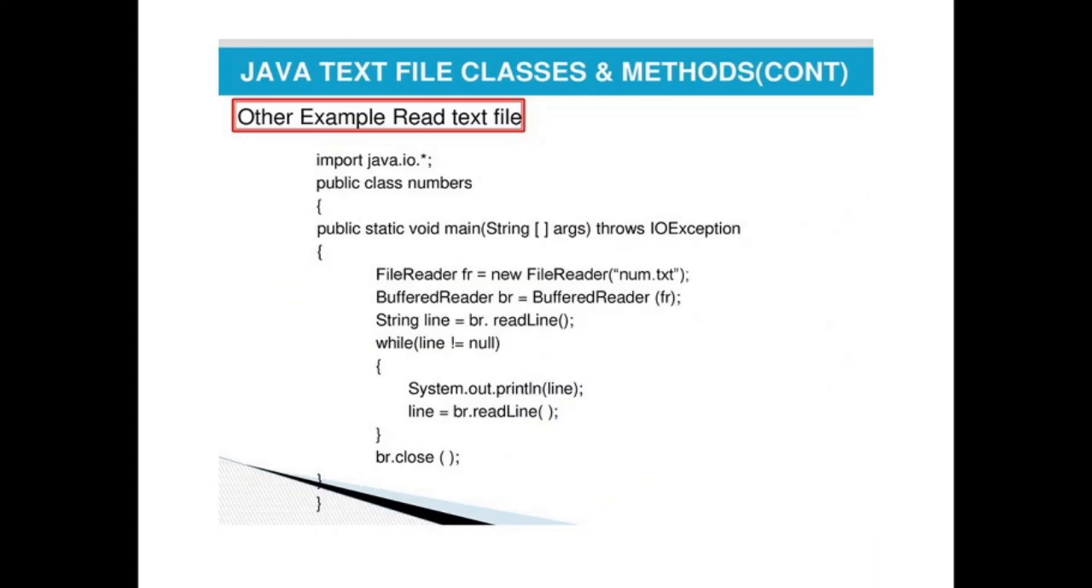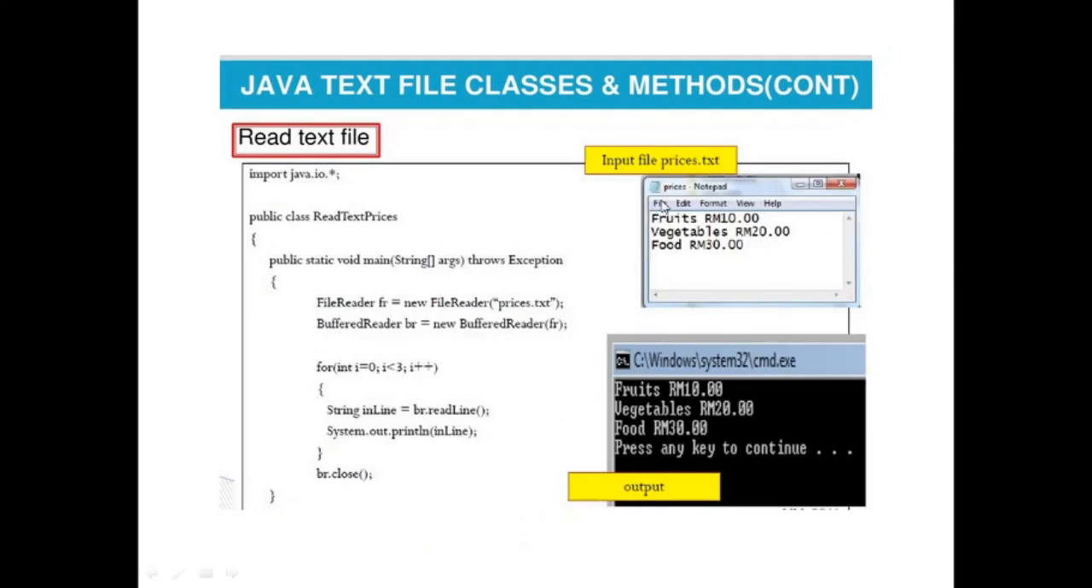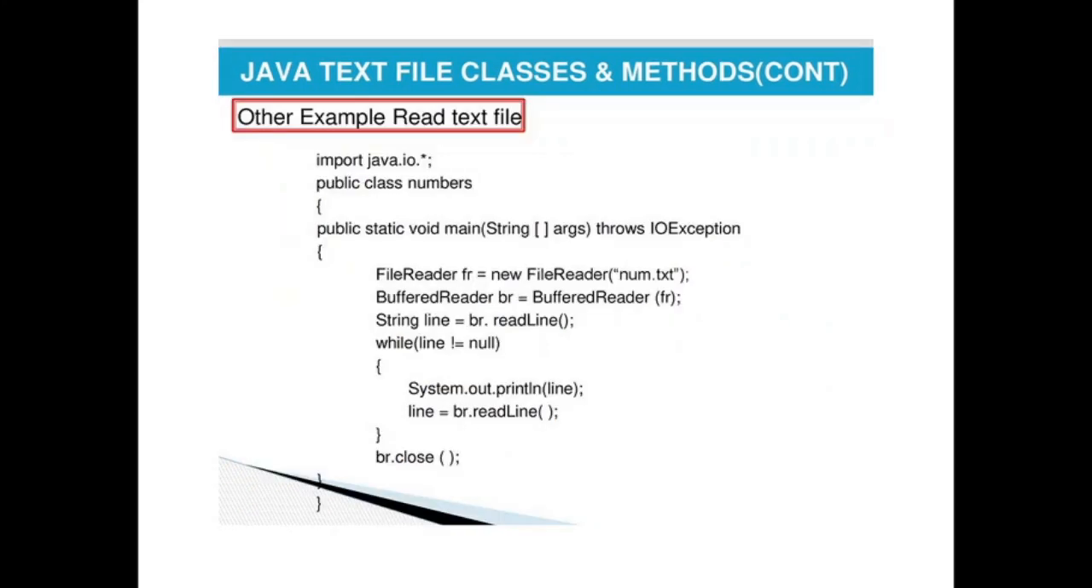Now another example. In this case the limitation is that we already know there are 3 lines. Suppose we are unable to know in advance how many lines there are in a file, which is the case in the majority of cases. So we don't know the number of lines. This program shows how to handle that. There is a FileReader fr which points to the file. Then there is a BufferedReader, and it takes a FileReader object, fr, as its constructor argument.